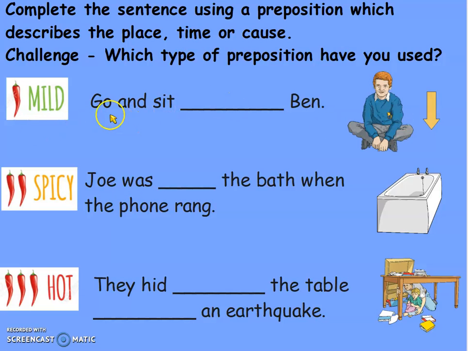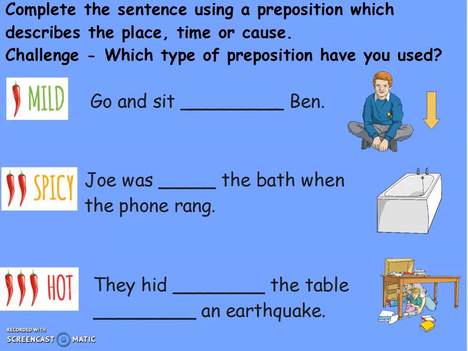The mild challenge is go and sit something Ben. So you need to fill in the preposition, write the sentence out in your literacy book, and then underneath tell me which type of preposition it is. Spicy challenge, your sentence is Joe was something the bath when the phone rang. Copy the sentence out, fill in the gap, and then tell me which type of preposition you have used.